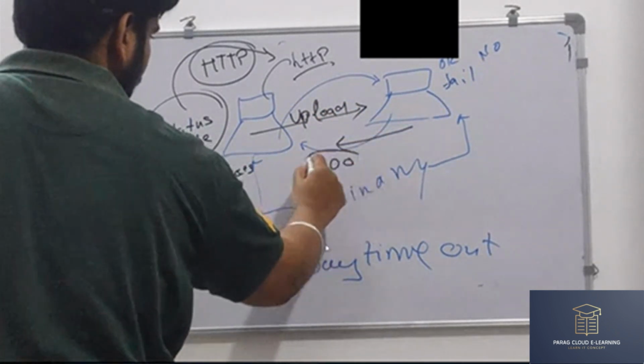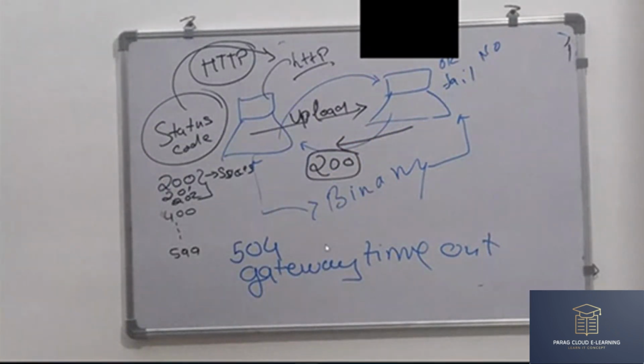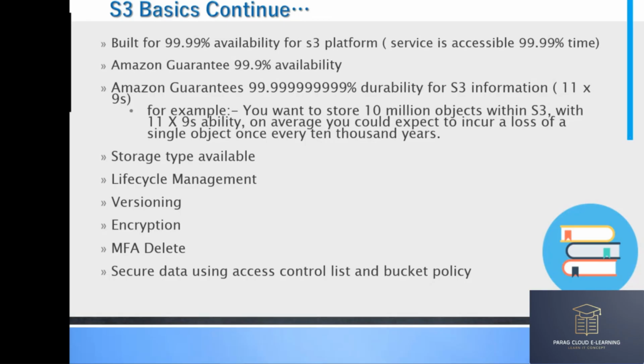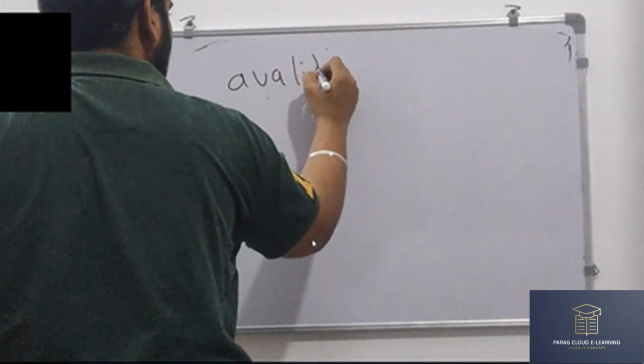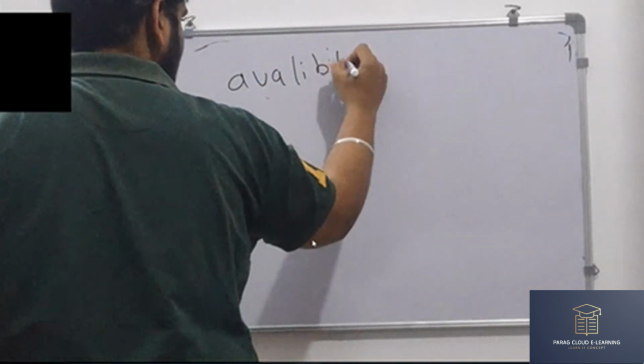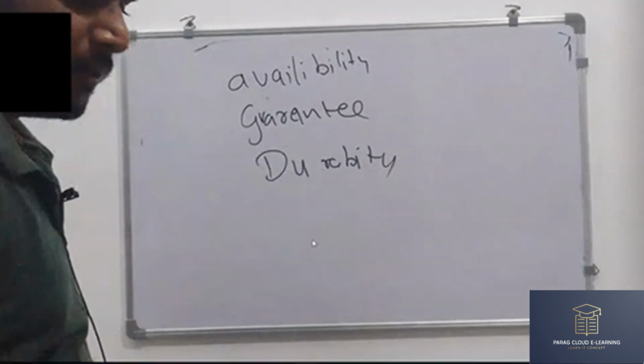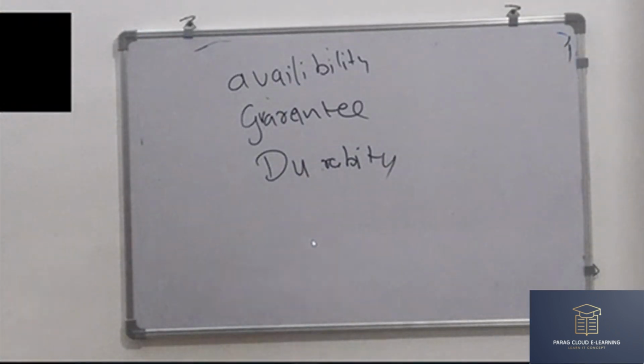200. स्टेटस कोड क्या मिलना चाहिए मुझे? 200. Actually this is asked in exam. Amazon says that S3 is built for 99.99% availability for S3 platform. Service is created. Service is built for 99.9 availability. So now there are three terms: availability, durability, and guarantee.